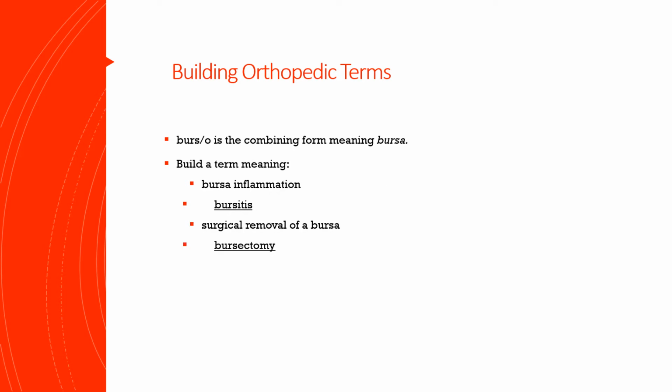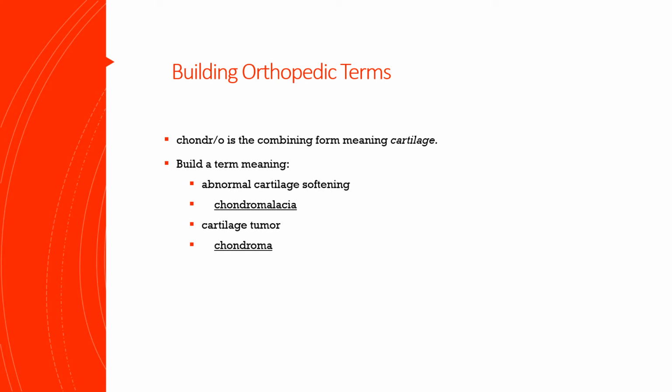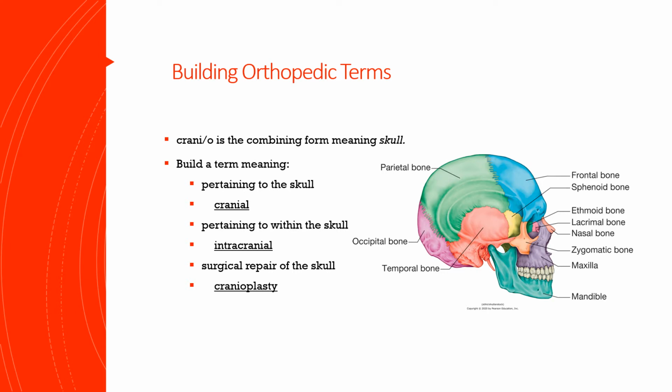Burso is the combining form that means bursa. Bursa is a fluid-filled sac typically found between a tendon and a bone that enables the reduction of friction. If you're going to build a term meaning bursa inflammation, that would be bursitis. Surgical removal of a bursa, bursectomy. Chondro is the combining form that means cartilage. Build a term meaning abnormal cartilage softening, that would be chondromalacia. Cartilage tumor, chondroma. Cranio is the combining form that means skull.